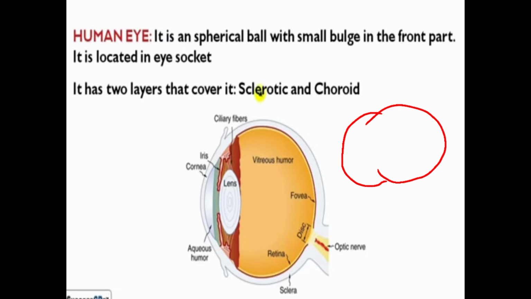It has two layers that cover it, that is the sclerotic or scleroid and the choroid layer. As we can see here, this is the sclera, that is the scleroid layer, and inside this there is a choroid layer. So these are the two layers which protect the human eye. I hope you are clear with this.